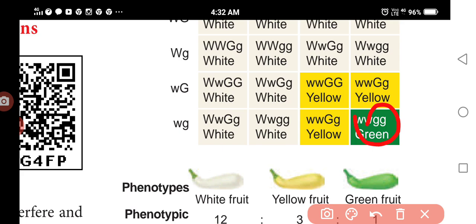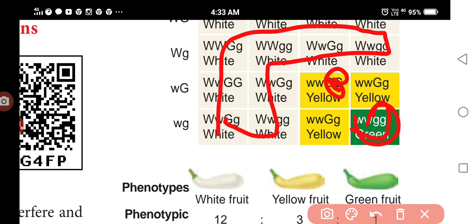Plants having capital G in the genotype will give the yellow fruit. Wherever capital G is present, those are yellow fruits. Small w small g is green. All others, with capital W, will be white. So totally it is a 12:3:1 ratio. So, understood?